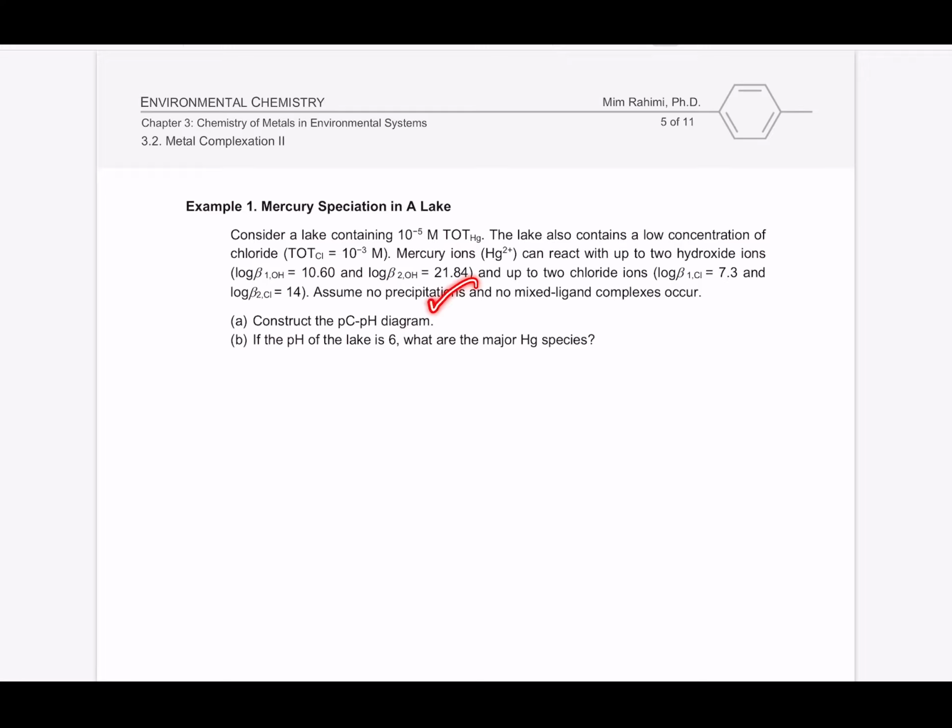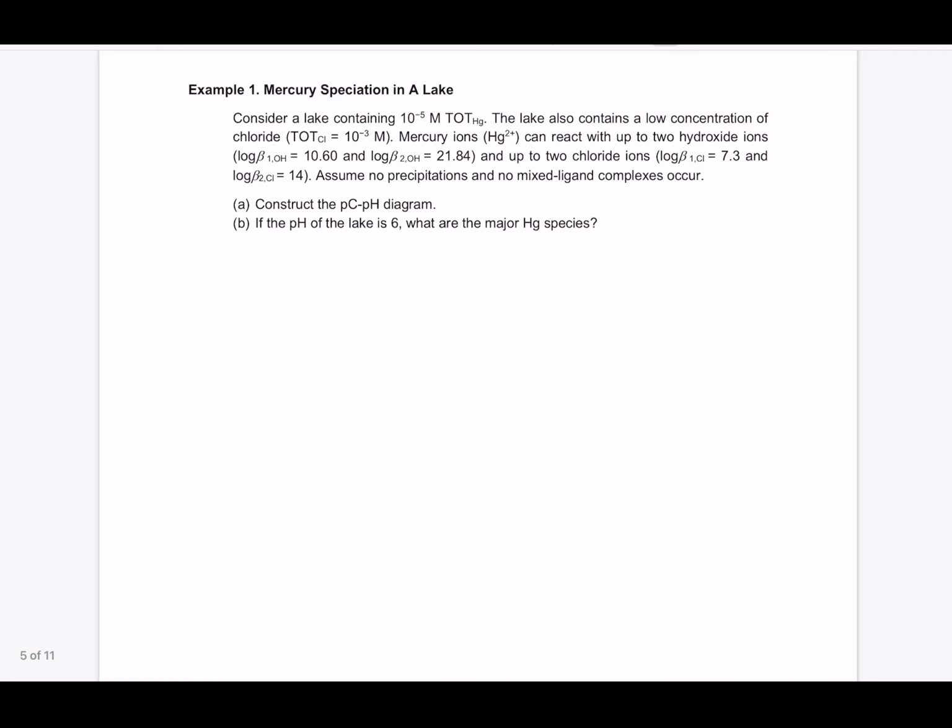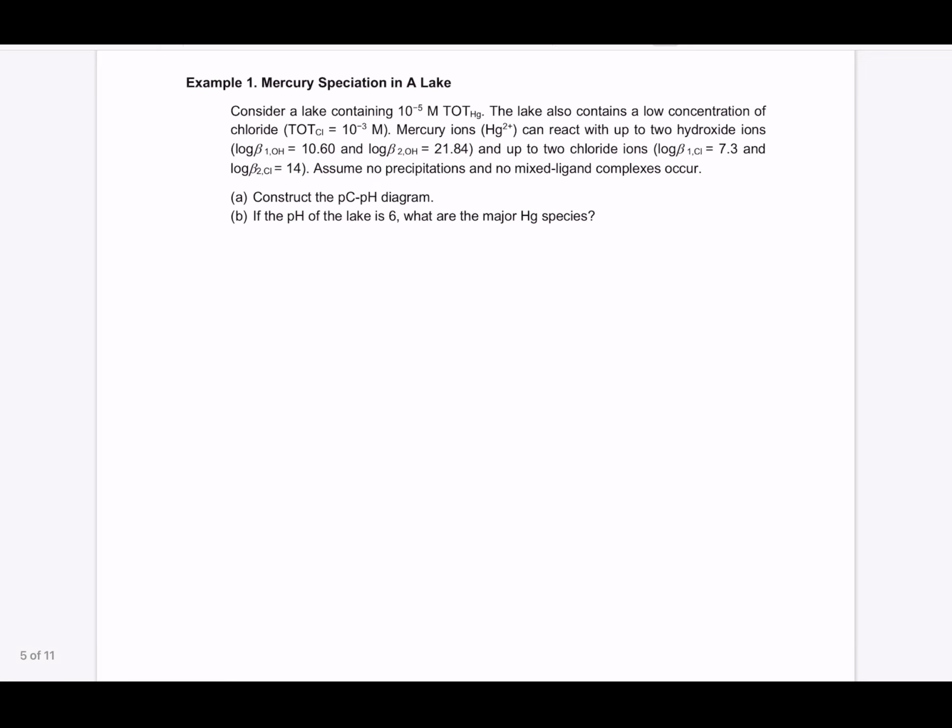We want to construct the pC-pH diagram, and also, if the lake pH is at 6, we want to see what's the dominant Hg species, because different entities of Hg might have different toxicity. So we want to indirectly evaluate the toxicity of the water from the lake. As you see, this is very similar to the speciation question we had in chapter 2.